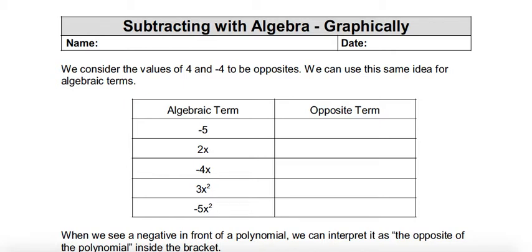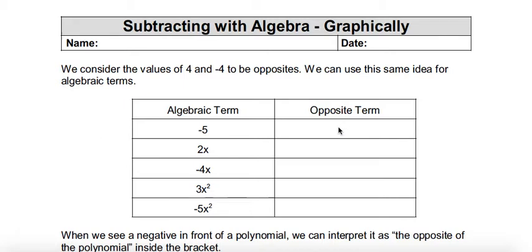So we consider the values of 4 and -4 to be opposites. We can use the same idea for algebraic terms. So when we're looking at algebraic terms, remember we can have just a number, which we call a constant. We can have a combination of a letter and number, and sometimes we can have a combination of a letter, number, and an exponent.